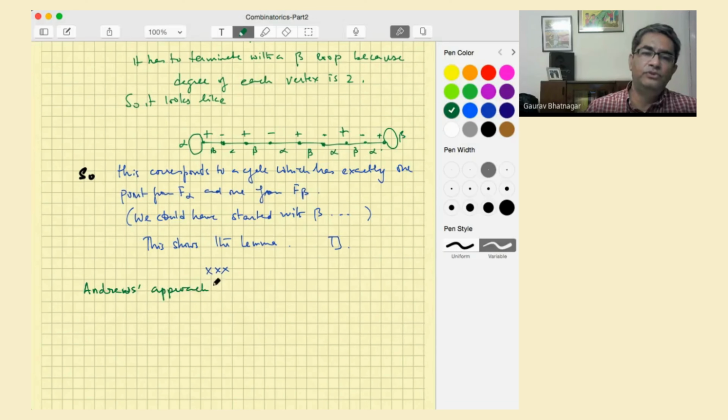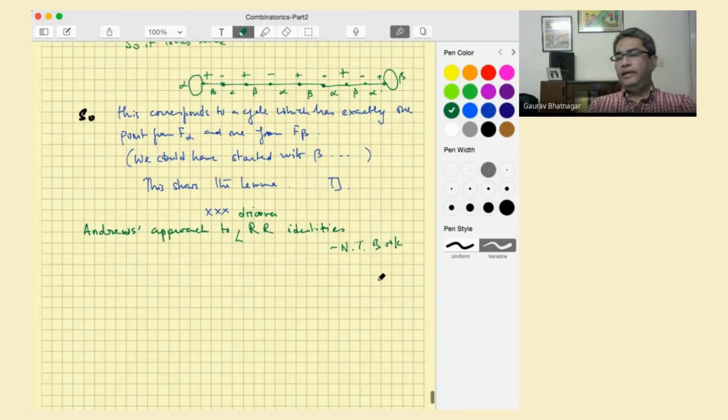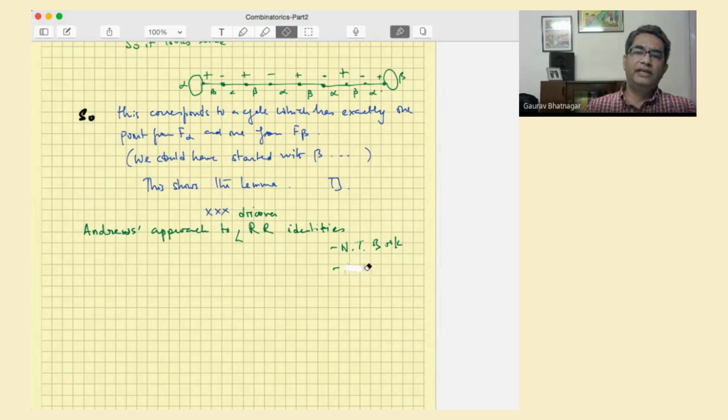So Andrews' approach to the Rogers-Ramanujan identities. And this is Andrews' approach to discover them. These are in his number theory book. There's a classic book now taken out by Dover. It used to be very popular in India in our time, and this was the only place where it worked. Now it's a Dover book, and it's also there in Andrews and Eriksson, his book with Eriksson.